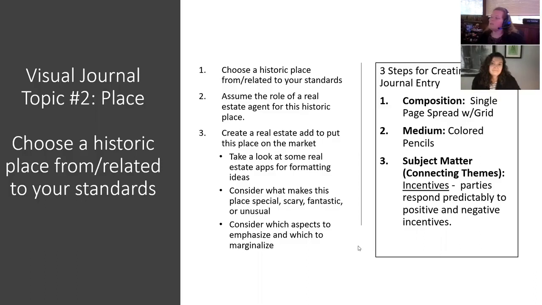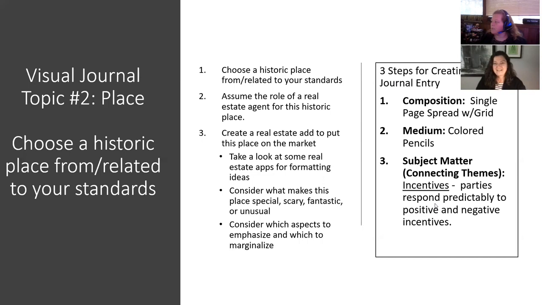But this first one, based on that handout that Jess created and we gave you, here are your 3 steps. The composition for this one is a single page with grid, which remember is kind of like a comic book. Medium is colored pencils, but you can make it whatever you want. The subject matter is whatever they have, right.